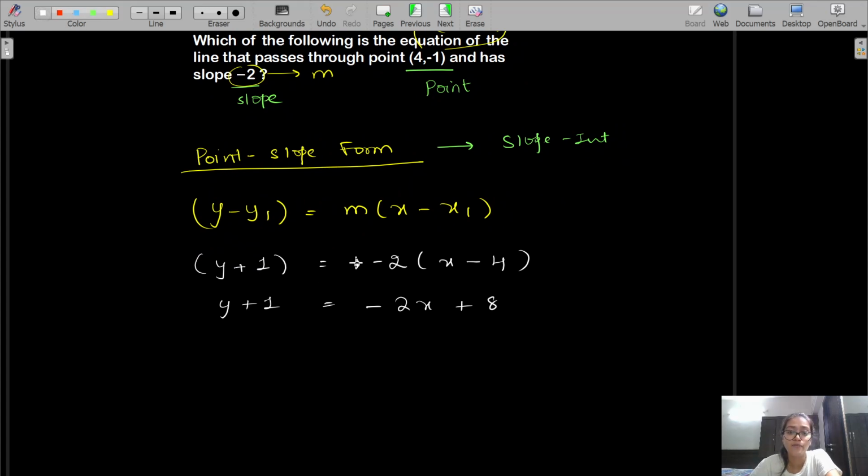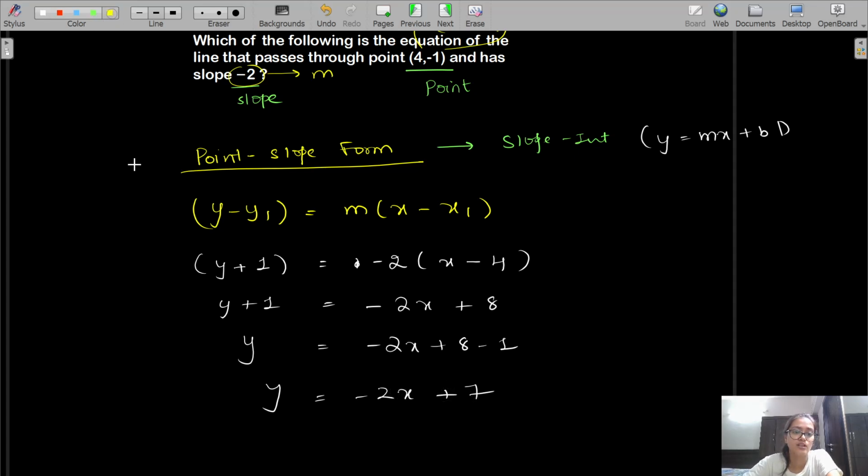So you know that the slope intercept form is in the form y equals mx plus b. On the left hand side you should only have y, so just keep y here. So y equals negative 2x plus 8 minus 1. So y equals negative 2x plus 7. That's your answer in the slope intercept form. That's one way in which you can solve this particular question.